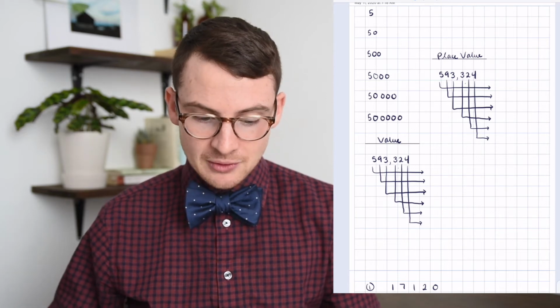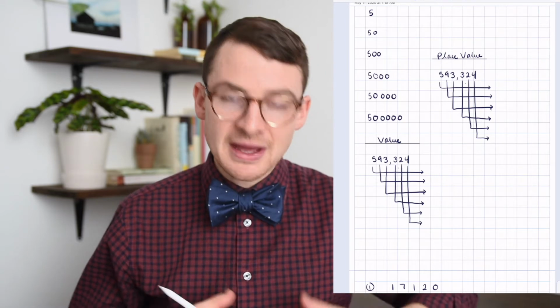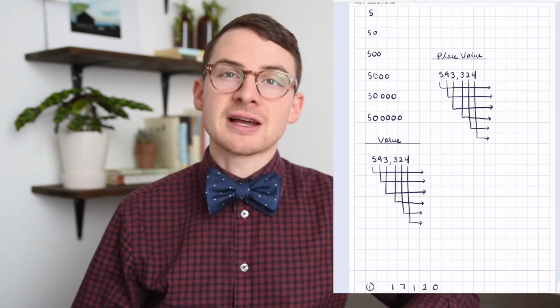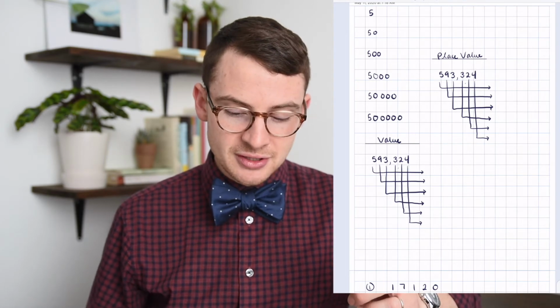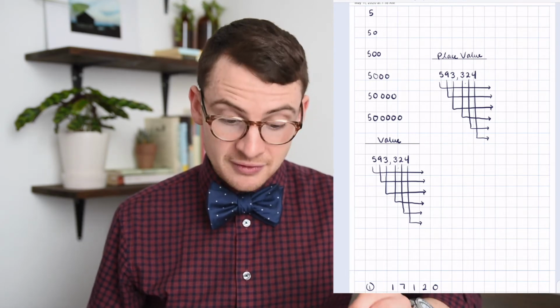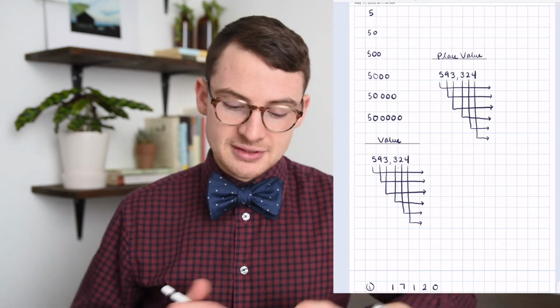Okay, that's exactly what happens, right? We've got a 5, 50, 500, 5,000, 50,000, 500,000. Will you say those with me? 5, 50, 500, 5,000, 50,000, 500,000. Okay, very good.